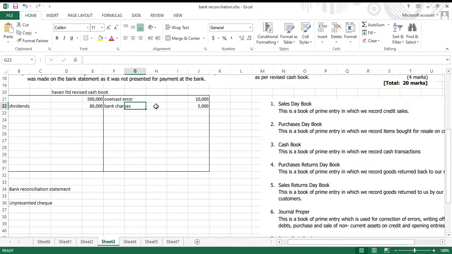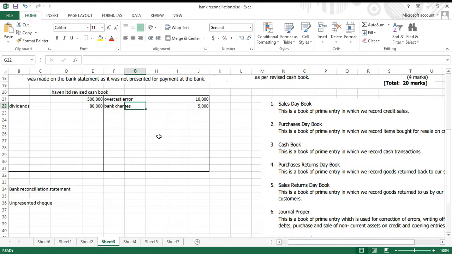Our bank statement is the opposite of our cash book. Whenever we receive a payment, we debit our cash book, but on the bank side, it is a credit. And whenever we make a payment, we credit our cash book, and then on the bank side, it is debited. So the bank statement is just like a reflection.